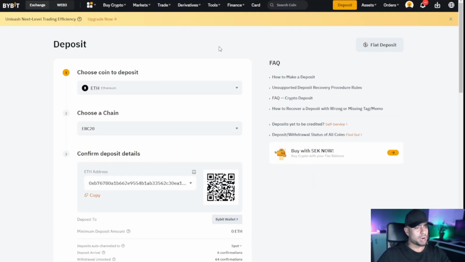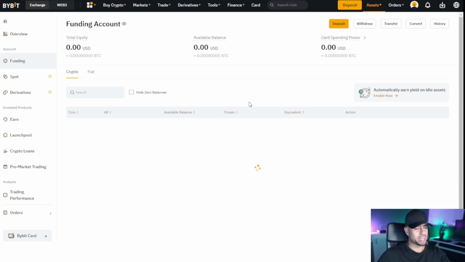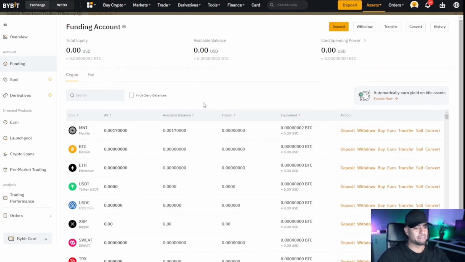Now, when your cryptos are sent to your Bybit wallet, then you want to head over to assets, and here you get a direct overview of your assets. You can deposit from here, and you can withdraw from here also. If I go to my funding account, that is my overview account over all the assets I have in Bybit.